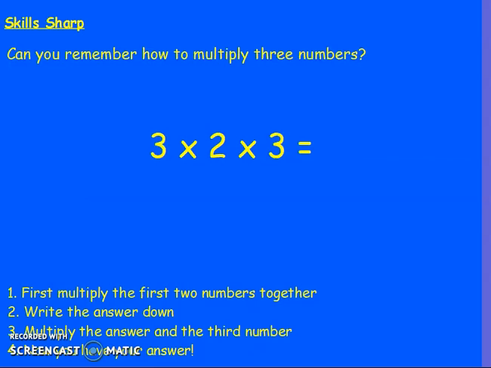Let's have a go at this one. Pause the video, have a go in your maths book and press play when you're ready to go through the answers.